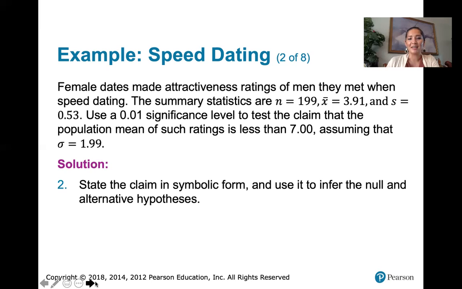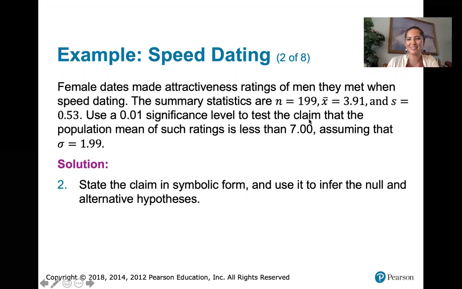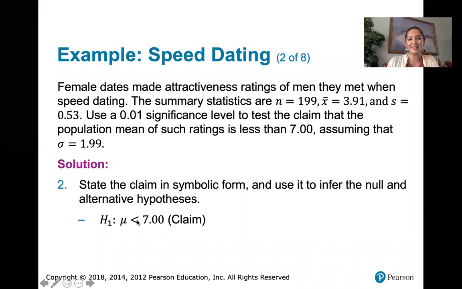So we're going to state the claim in symbolic form and use it to infer the null and alternative hypotheses. So I go up to my problem statement and I'm looking for the claim. It says use a 0.01 significance level to test the claim that the population mean of such ratings is less than 7.00. So the mean is less than 7.00. That is our claim. Now, since it has a strictly less than sign, that's our alternative hypothesis as well. And to get the null hypothesis, we just change that less than sign to an equal sign.